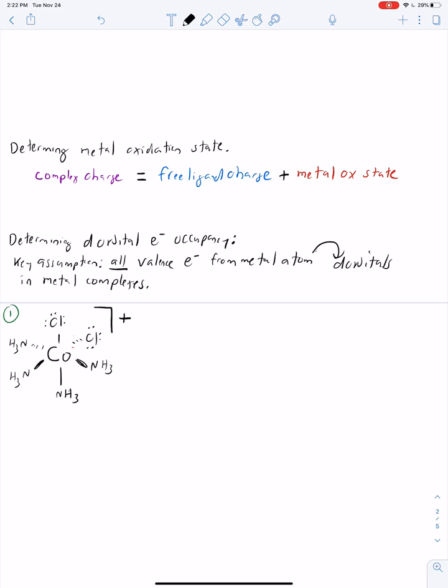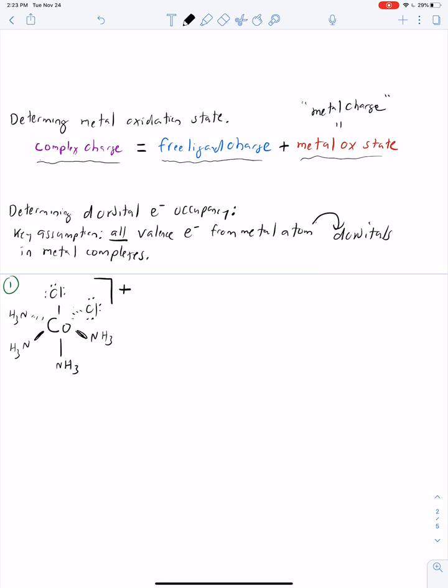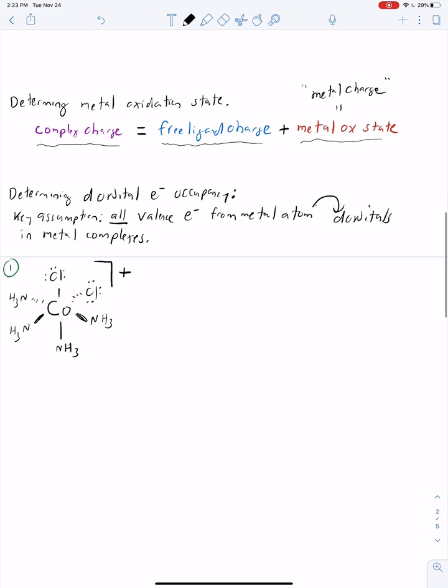So the key equation, or the key relationship, for determining metal oxidation state is to recognize that the overall charge of the complex is equal to the charge on the ligands plus the charge of the metal. And that makes sense, that the charge of the whole is determined by the charge on the things stuck to the metal plus the charge of the metal itself. And so one thing we can say is that metal oxidation state is something you can really think of as the metal charge, but oxidation state is the technical word we use for it. And so I'll show you how we think about this, starting with complex 1 here.